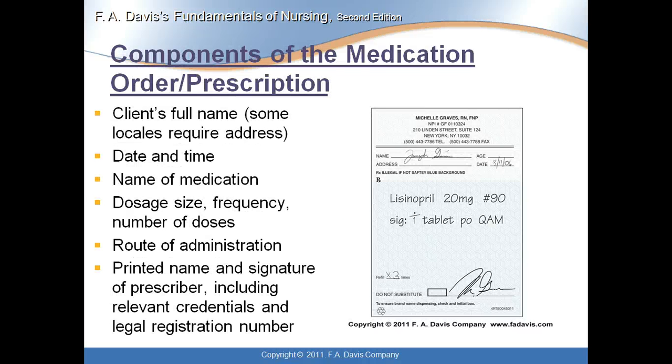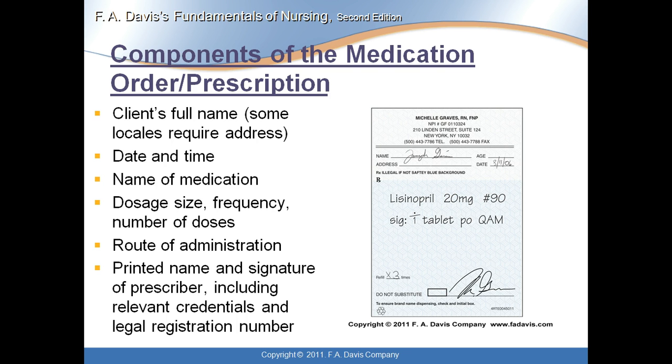Components of the medication order prescription. They'll have the patient's full name, they'll have a date and time, name of medication, dosage size, frequency, and number of doses. They'll have the route of administration, the printed name and signature of the prescriber, and it'll also include a relevant credential and the legal registration number.